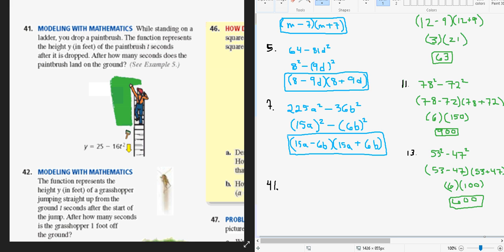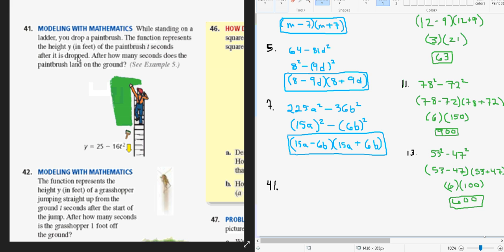But let's look at this one. It says, while standing on a ladder, you drop a paintbrush. The function represents the height of the paintbrush t seconds after it's dropped. After how many seconds does the paintbrush land on the ground? So this would have some implications for if you're dealing with physics or anything with astronomy and gravity. All right, so after how many seconds does the paintbrush land on the ground?